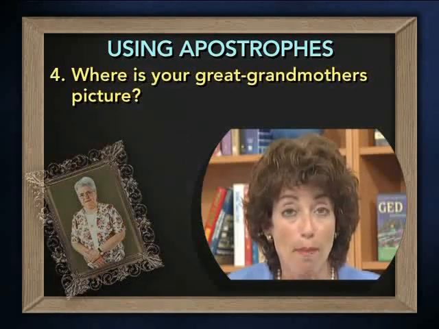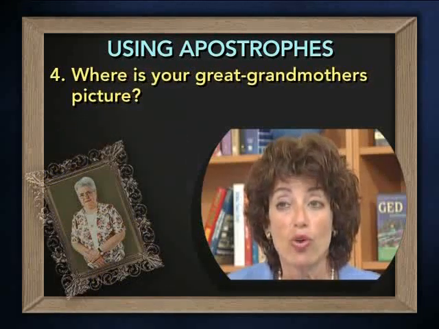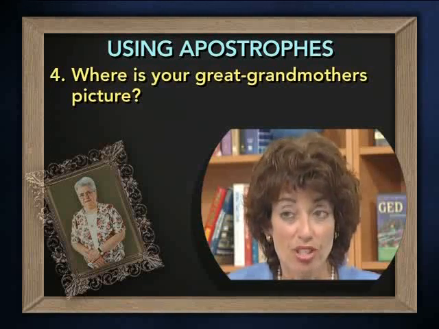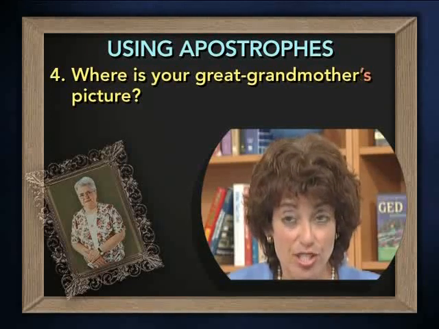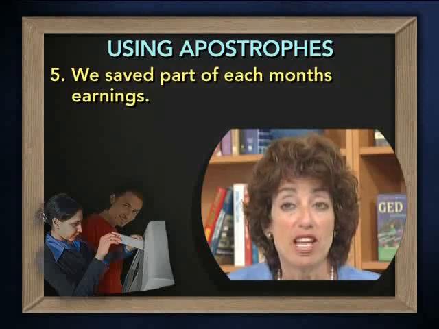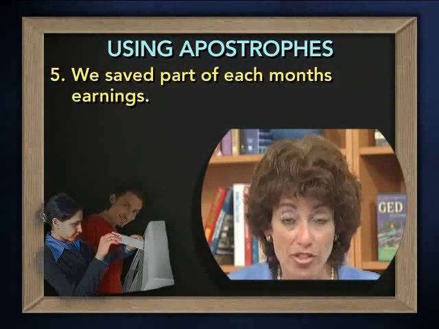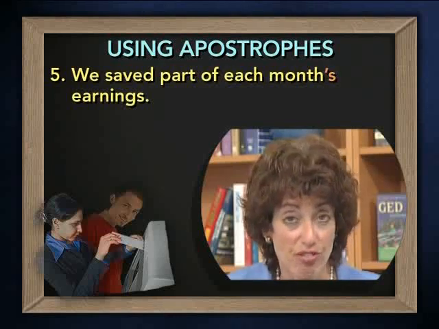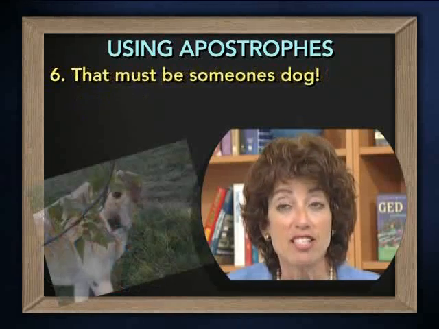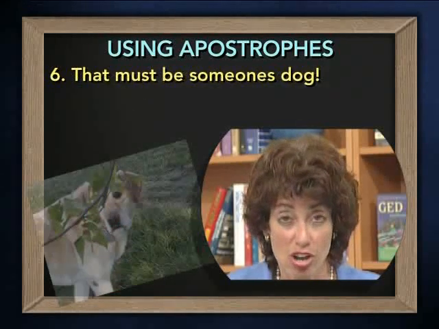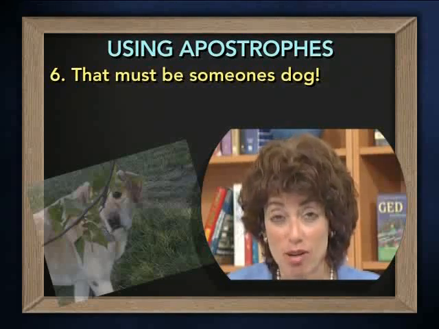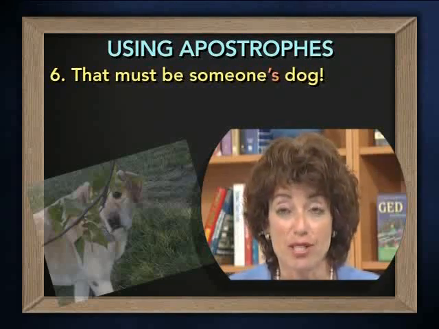Number 4, I have compound. Where is your great-grandmother's picture? Grandmother apostrophe S. 5, we saved part of each month's earnings. Month apostrophe S. And 6, that must be someone's dog. Indefinite pronoun, someone apostrophe S.